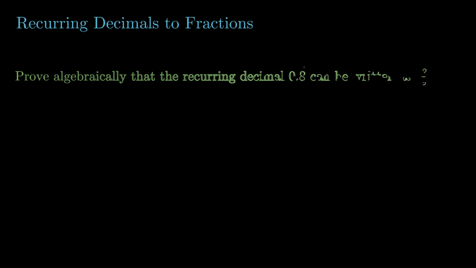In this video, we are covering how to do recurring decimals to fraction. So this just means changing a recurring decimal into a fraction. So let's start with an example. And the first example is prove algebraically that the recurring decimal 0.8 can be written as 8/9.